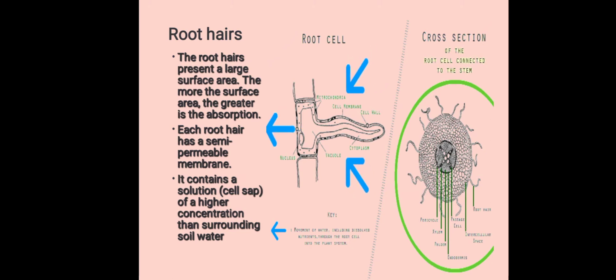Each root hair has a semi-permeable membrane. It contains a solution of a higher concentration than the surrounding soil water. This higher concentration you will understand when we do the water movements. Root hairs have plenty of surface area. More surface area means more absorption of water, and each root hair has a semi-permeable membrane.